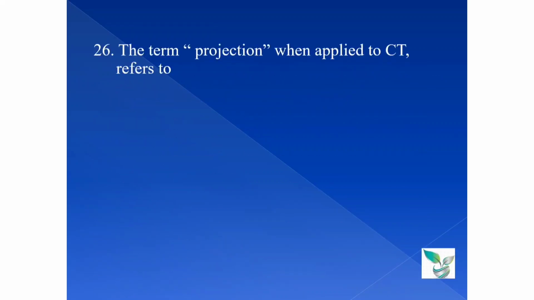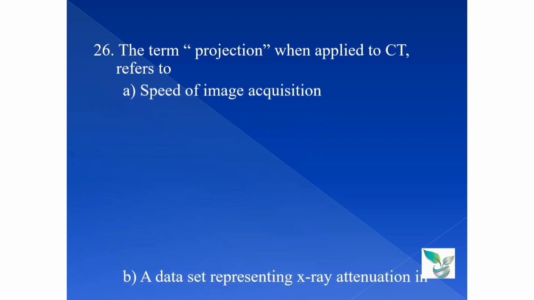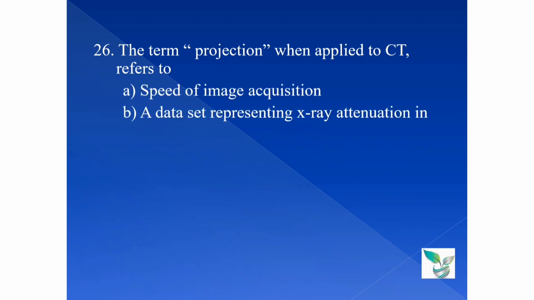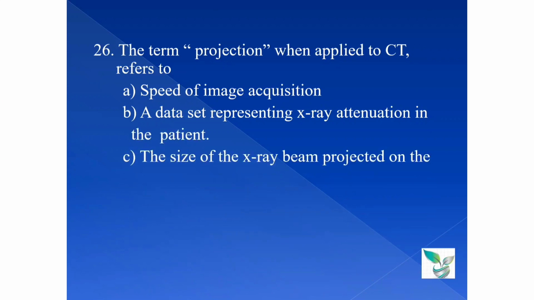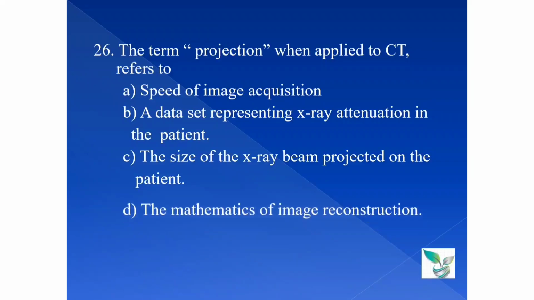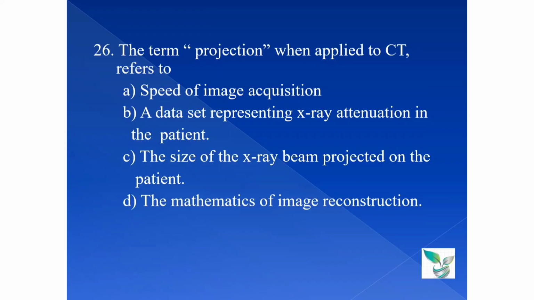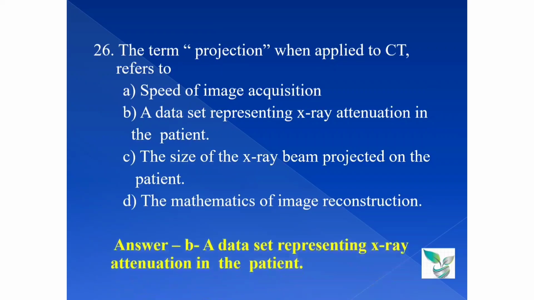Moving on to the next question, question number 26. The term projection when applied to CT refers to option A, speed of image acquisition, option B, a data set representing X-ray attenuation in the patient, option C, the size of the X-ray beam projected on the patient, option D, the mathematics of image reconstruction. The answer is option B, the data set representing X-ray attenuation in the patient.